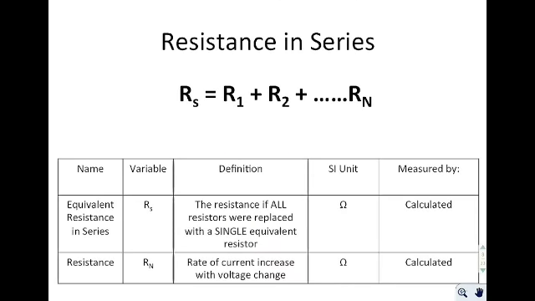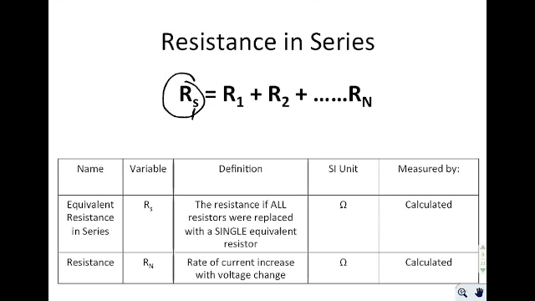Now, when you calculate the resistance in series, it's nothing more than the sum of the individual resistors. If you have 2 resistors, add the 2 resistors. If you have 15 resistors, add the 15 resistors. This is called the equivalent resistance of the circuit. It's also called the total resistance of the circuit.